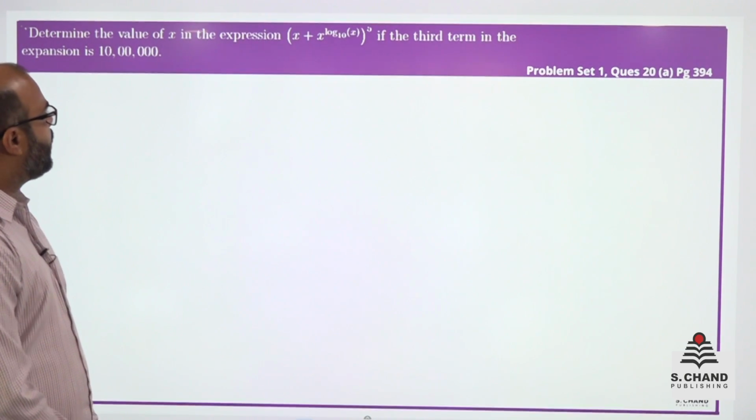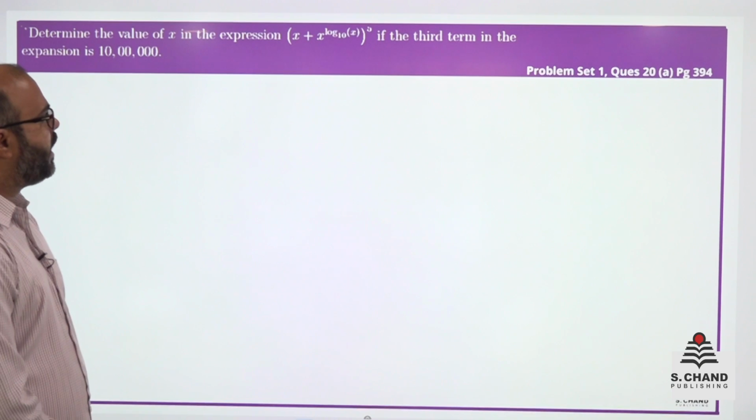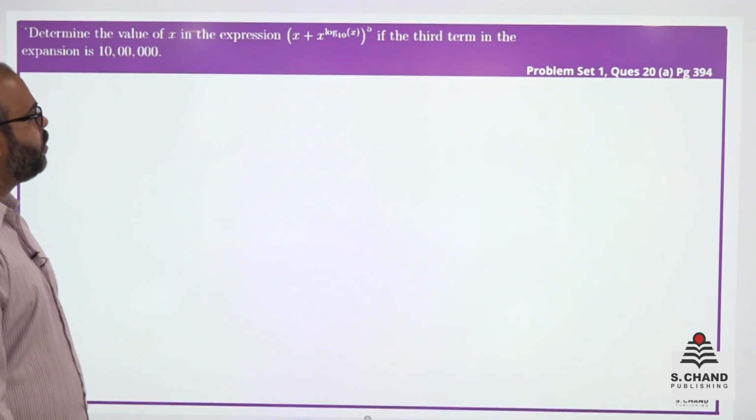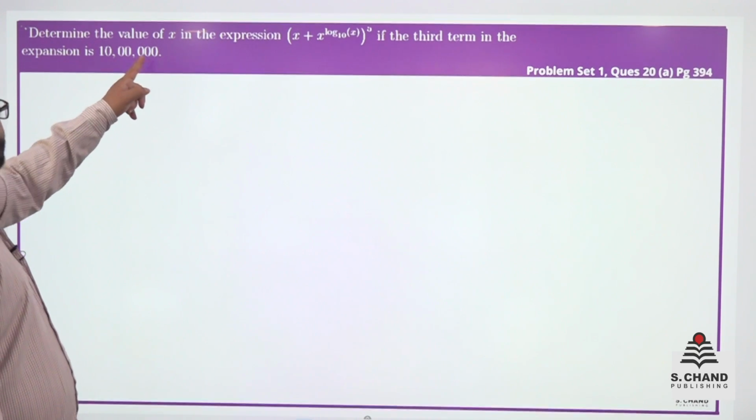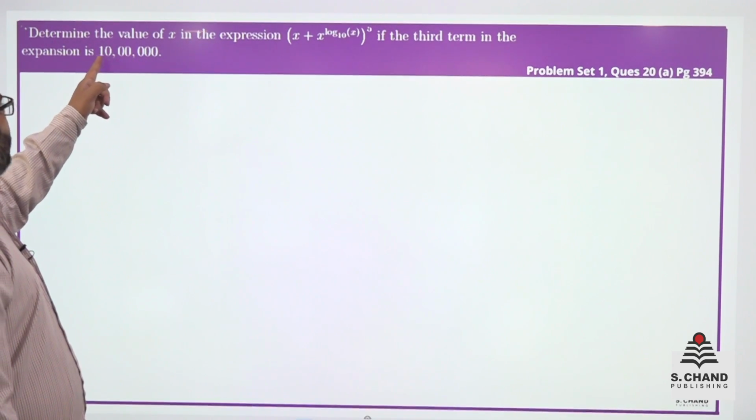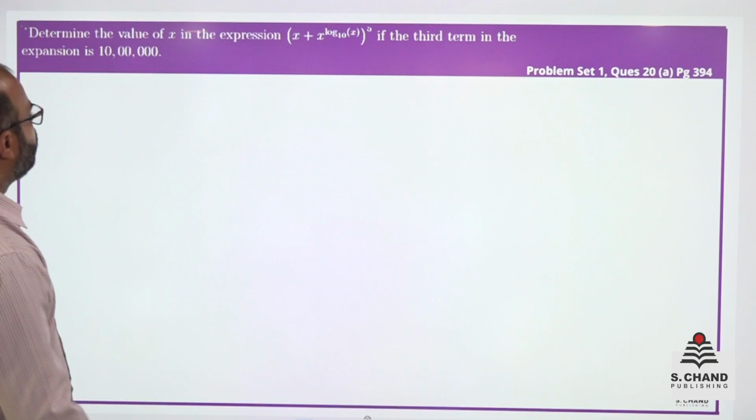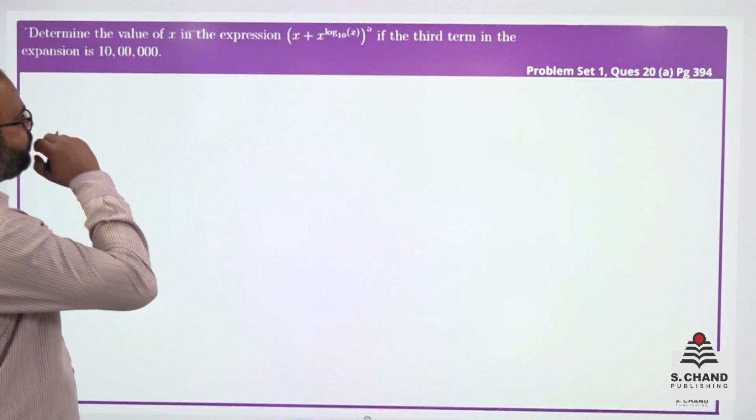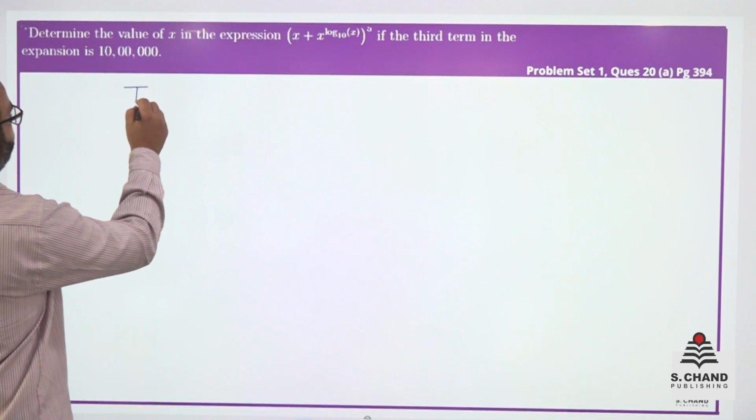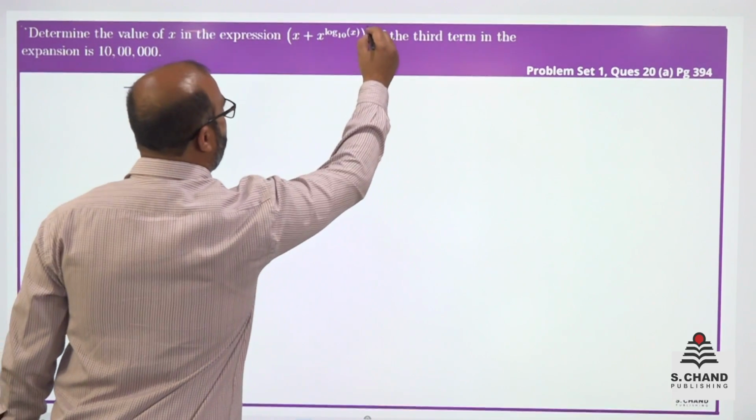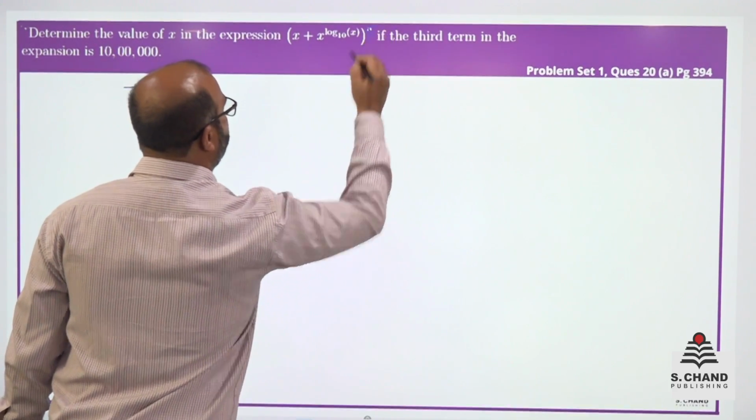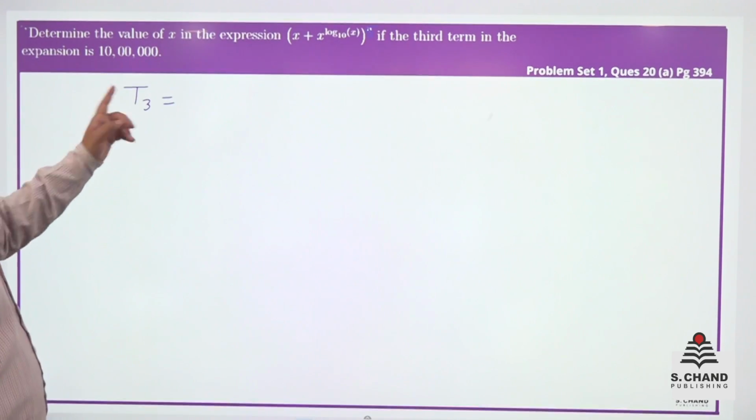Determine the value of x in the expansion (x plus x to the power log x to the base 10) to the power 5, if the third term in the expansion is 1, 10, 100, 1000, 10,000, lakh, 10 lakh. So, what is the third term? So, r is actually 2 and this power is 5. This is 5 power. So, r is actually 2.